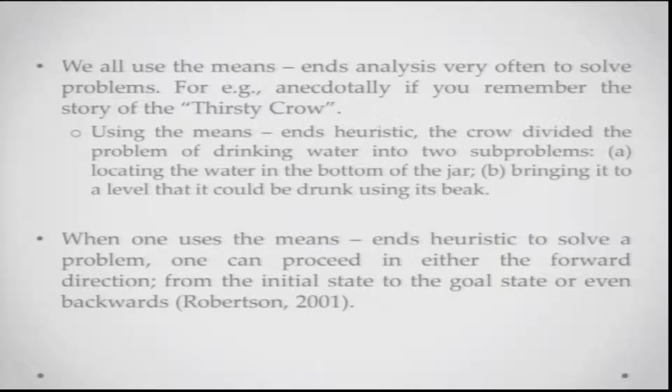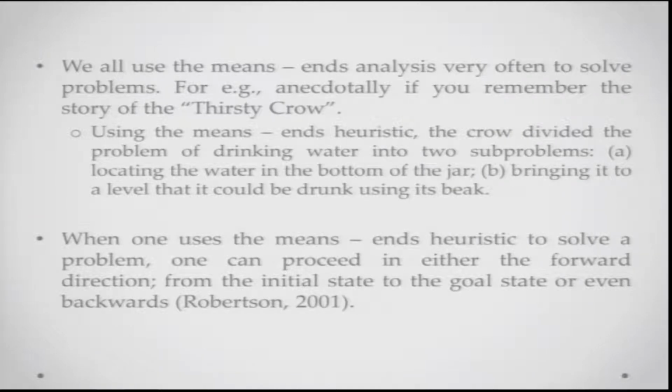Now, if you actually just take a step back and think, all the time we are using the means ends analysis, very effectively and very often, to solve so many problems. I am reminded of this anecdotal story of the thirsty crow. When the crow is thirsty, it's moving around in a jungle and there is no water, all the ponds and stuff have dried up, and then he figures out that there is this jar there, and that jar has a little water at the bottom, but obviously the crow cannot get inside the jar and drink it. So, what the crow decides to do is pick up stones and fill the jar up with stones, so that the water comes up, and the crow eventually is able to drink the water.